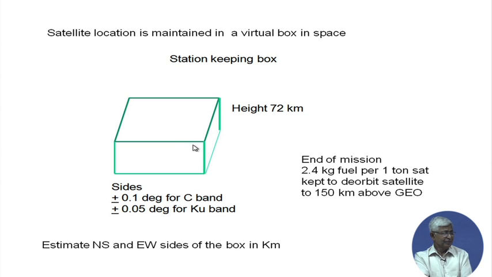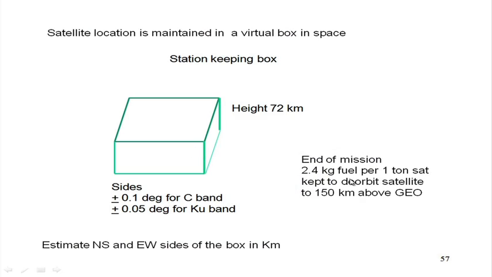At the end of the mission, that is when fuels are exhausted, it is moved away from the geo orbit by 150 kilometers. That is when we say the satellite dies. Actually the satellite never dies, the electronics are always alive, only the fuel is exhausted. So, some fuel is kept to move it out, which is called deorbiting of the satellite.